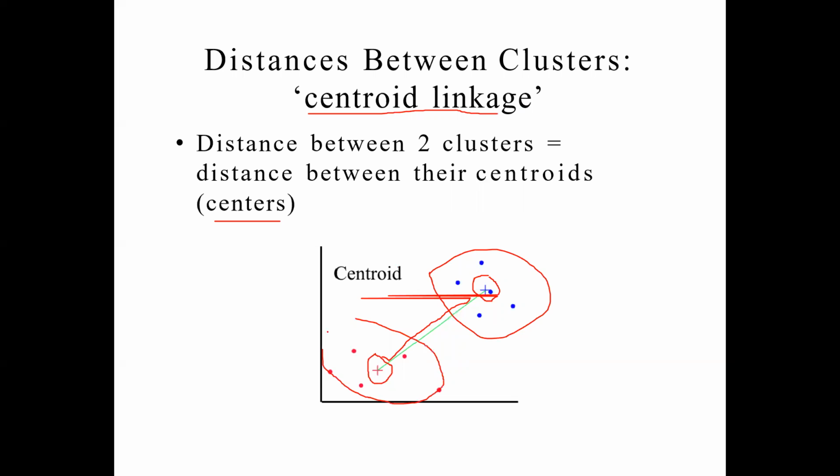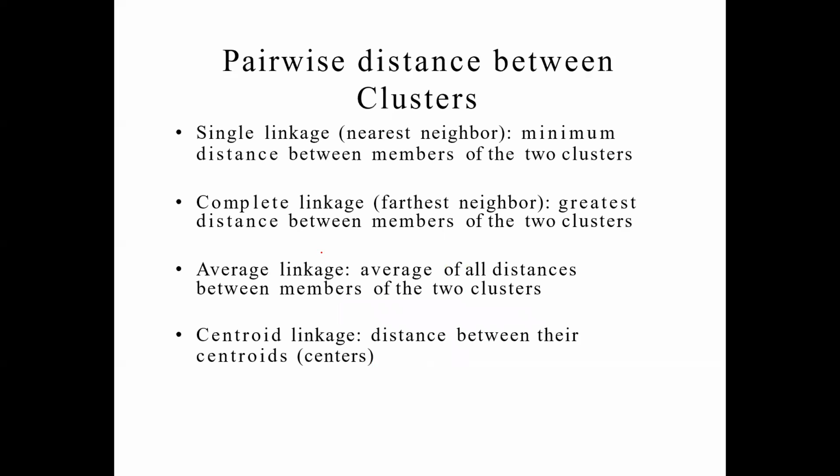I hope, students, you are clear with these methods of calculating the distance between the two clusters. So if you summarize these methods for pairwise distance between clusters, there is the single linkage method, which is called the nearest neighbor method. Minimum distance between the members of the two clusters is considered. In the complete linkage method, the farthest neighbor, that is the greatest distance between the members of the two clusters, is considered. In the average linkage method, the average of all the distances between the members of the two clusters is considered. And in the centroid linkage method, the distance between their centroids is considered.